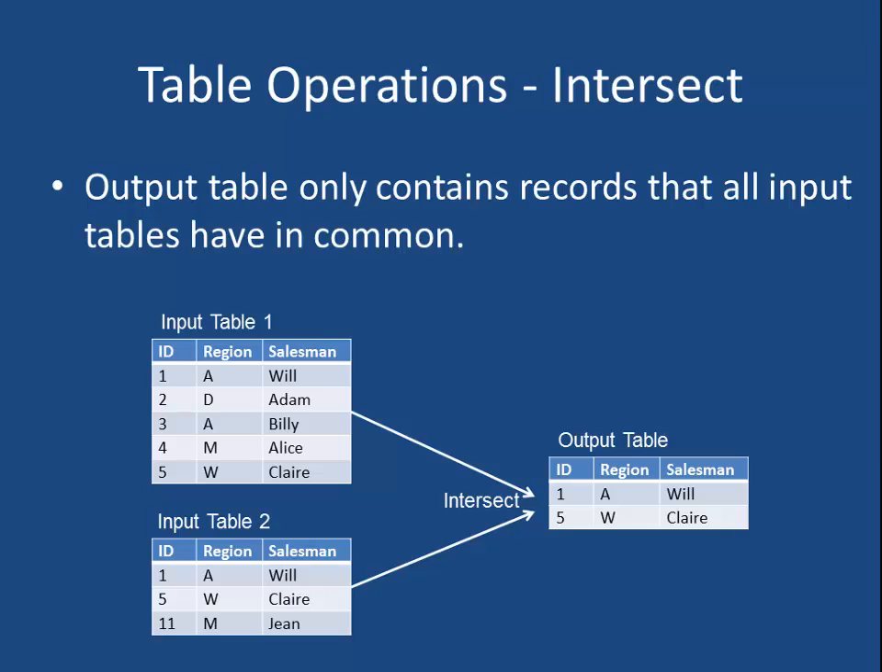As an example, we have two input tables that have the same schema, as all the input tables must have the same schema for the intersect operation. The output table only includes the two records that were found in both input tables. In this case, the row where the ID was 1 and region was A, the salesman was Will, and in the second row where the ID was 5, the region was W, and the salesman was Claire.